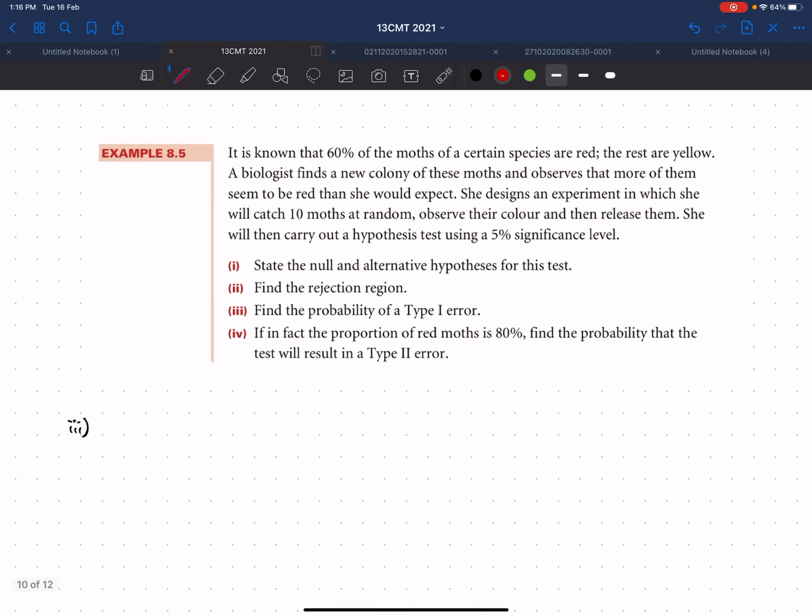Okay, so your solution for part 3 is the probability of a type 1 error is 4.64%. With normal distribution, the probability of a type 1 error is the significance level.